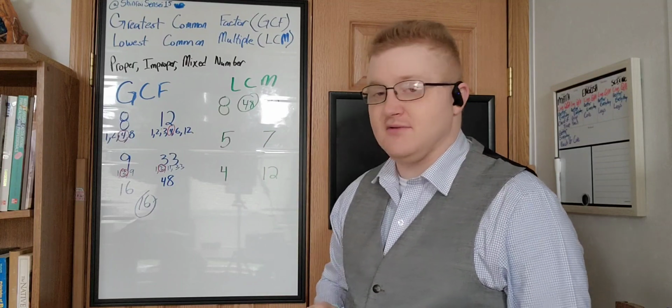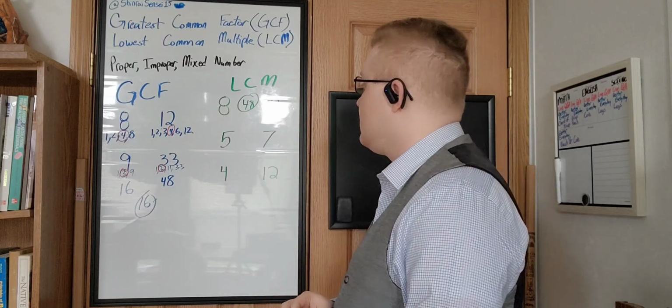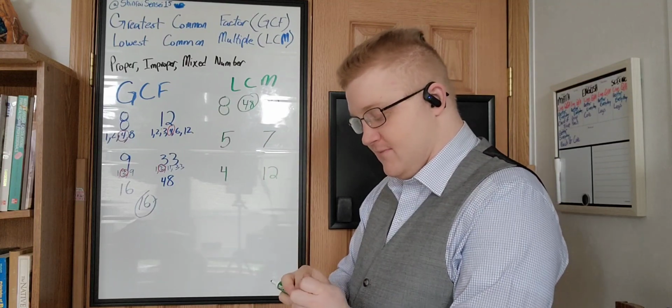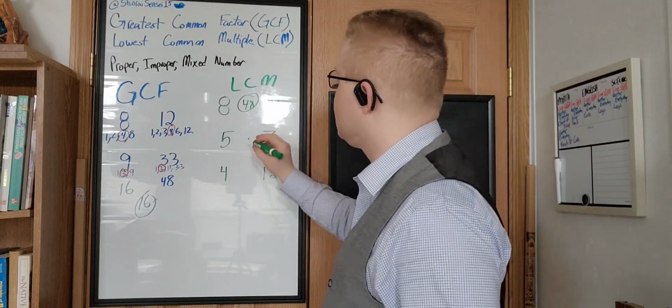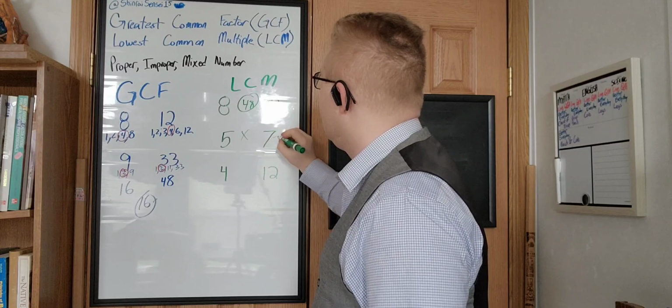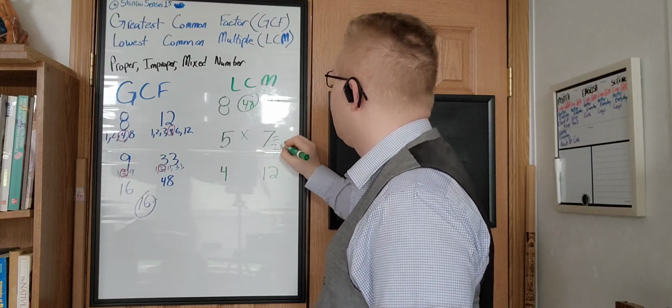However, between 5 and 7, because neither one shares a multiple, you just multiply the two of these together to get 35.